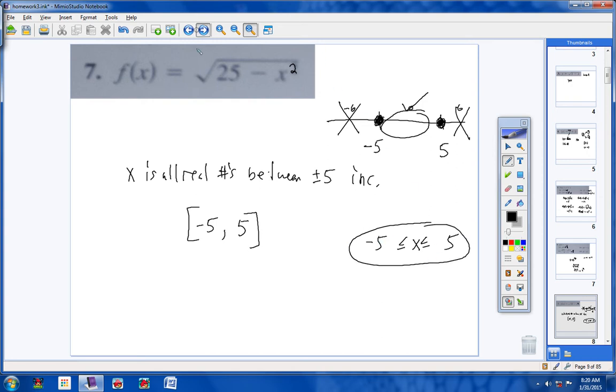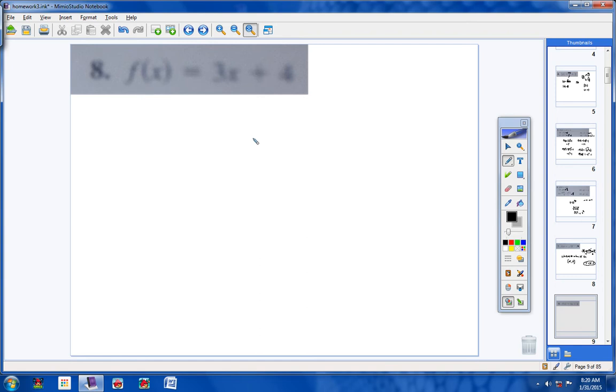Okay, moving on to number 8. Alright, this is pretty simple. 3x plus 4. There's absolutely no problem with putting any value in for x that you want to, okay? You can put anything in for x. Negative, positive, fractions, decimals, whole numbers. So the domain is simply all real numbers.